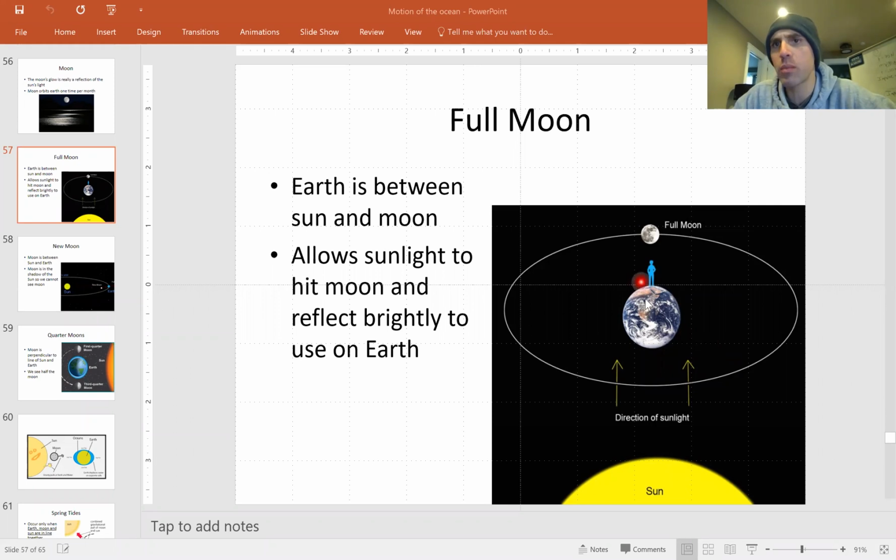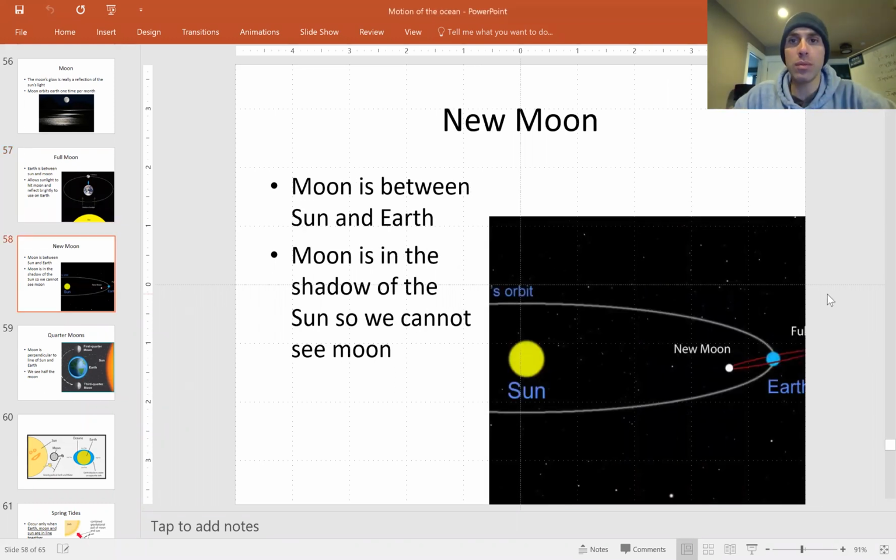So you can actually see when we're on Earth, the moon is completely opposite the sun, and the sun's rays will travel around the Earth, light the moon up completely so that we see the entire side of the moon, and that is what gives us a full moon. All right, let's keep moving.